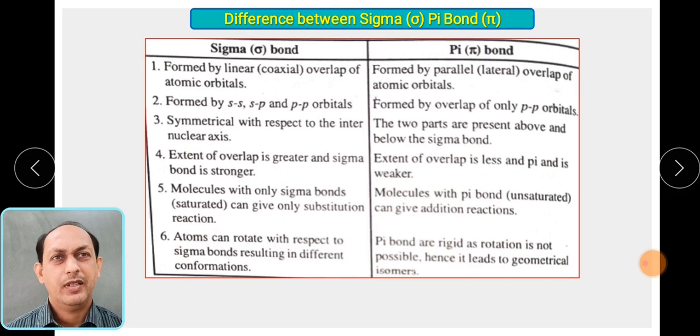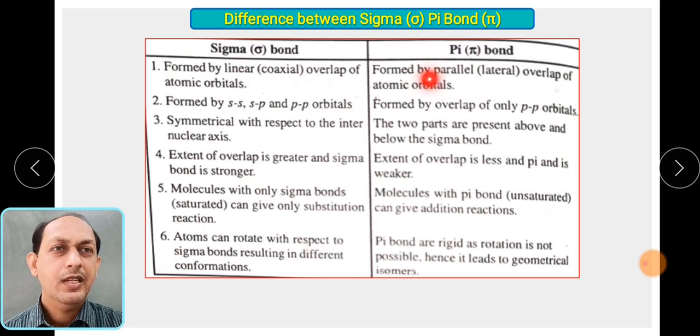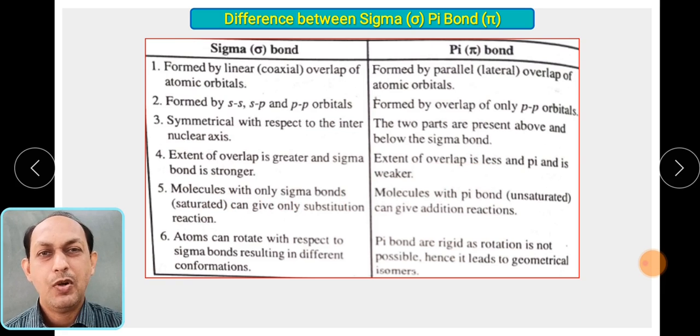There may be a question: what is the difference between sigma bond and pi bond? So you can have several points by which you can explain. In sigma bond the extent of overlap is greater, in pi bond the extent of overlap is less. Sigma bond is formed in the saturated compound. Saturated compound मतलब क्या है, जहाँ पे सिर्फ सिंगल बॉन्ड है, कार्बन कार्बन, कार्बन हाइड्रोजन, कार्बन नाइट्रोजन. अनसैचुरेटेड कंपाउंड में आपको पाई बॉन्ड दिखेगा. So these are the distinguishing points.